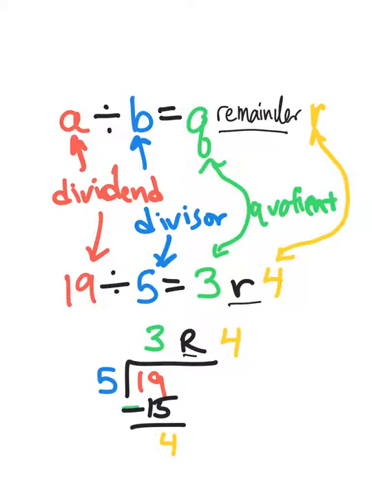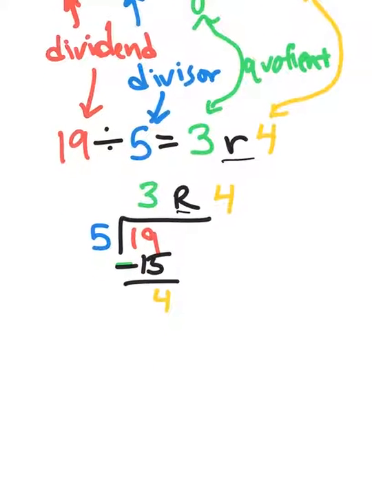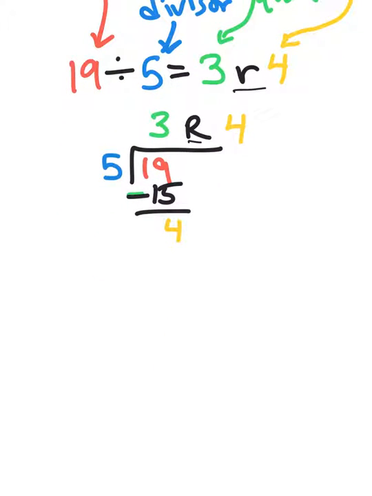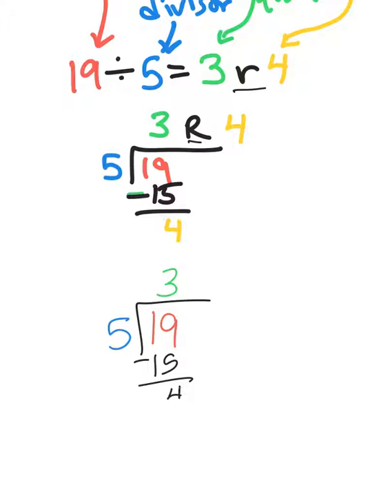Additionally, there's another way to write this. Let me write this problem again, 19 divided by 5, and I got 3, subtract 15, there's 4 left over, and I get a remainder of 4. We could say that we have 3 4/5. So in this case, the quotient is 3 4/5.